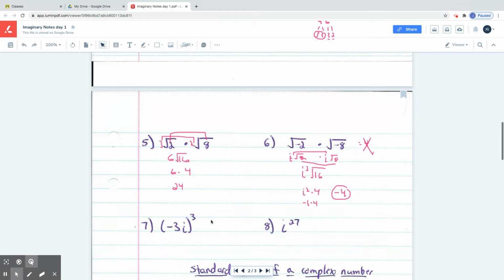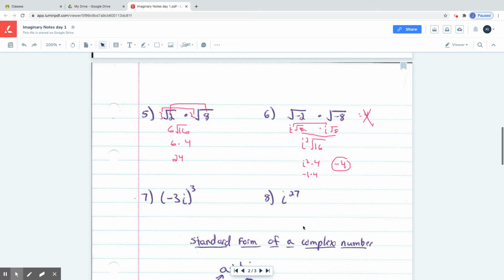All the rules that we're doing here are the same as if it was x. The only difference with i is that it has a value. i is the square root of -1. So when we were doing this, this is -3i times -3i times -3i. So -3 cubed is -27. Then we have i cubed. But what is i cubed equal to? i cubed is -i. So it's -27 times -i, which is +27i.